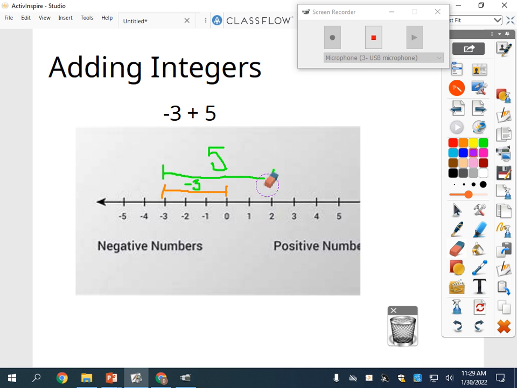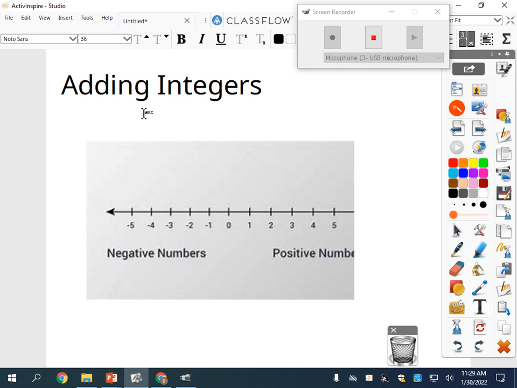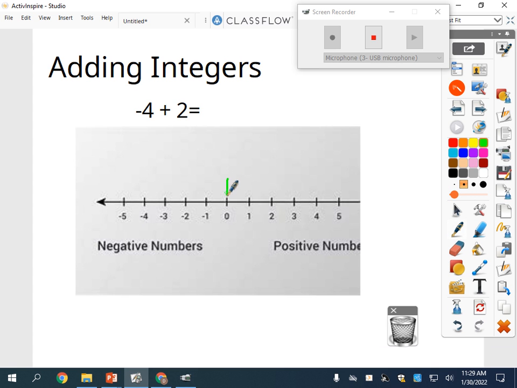So let's take a look at a different example, okay? All right, let's try negative 4 plus 2. All right, so here we go. We're going to start at 0. Always like to start at 0. Okay, I go down to negative 4, which is right here. So that's negative 4 right there. Now I'm adding a positive 2. So I'm going to start at negative 4. I'm going to go up in this direction, 1, 2. All right, so that's a positive 2 right there. And I land on a negative.